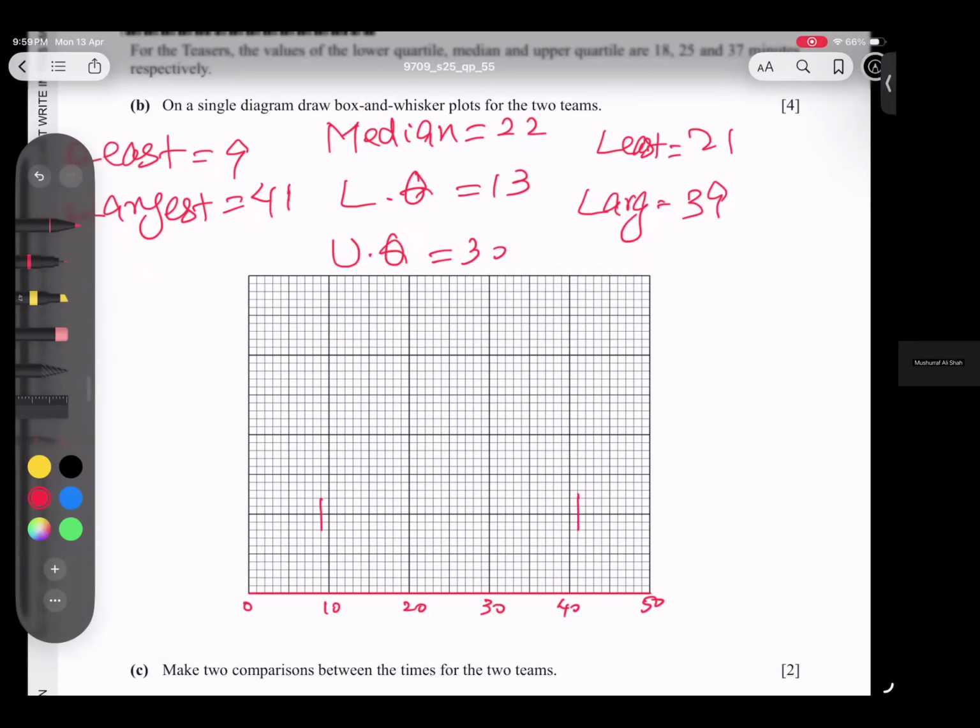Least value 9, so I take 9 here. And 41, so I take 41 here. Okay. Now I'll take the median, 22. Where's the 22? 22, I'm taking here.